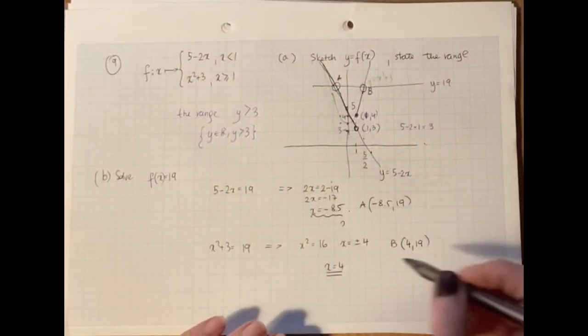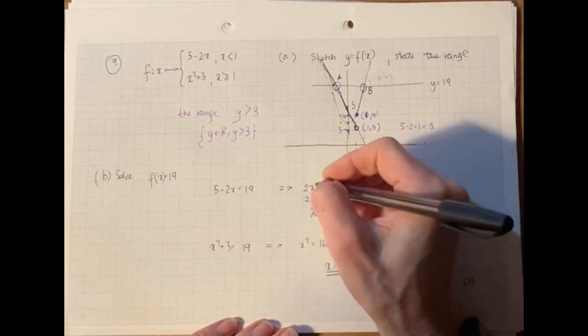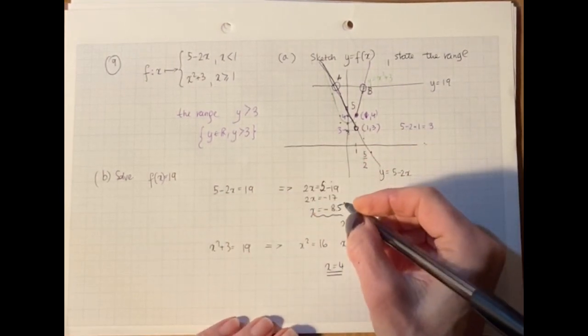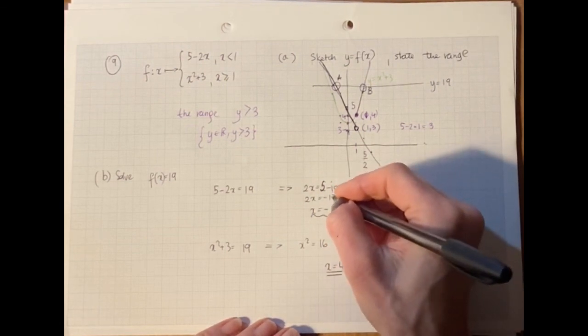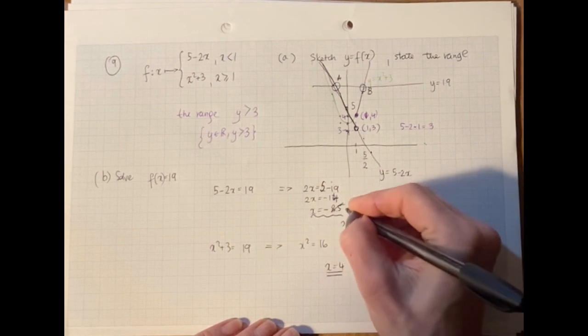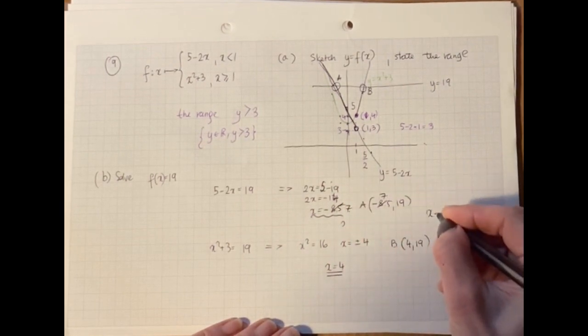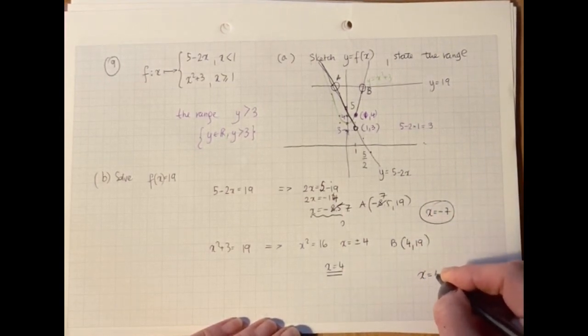Just make slight correction here. That was 5 here, copied that incorrectly. It's 5 minus 19. So 5 minus 19 should be minus 14, taking us to minus 7. So x is equal to minus 7 is the first solution. X is equal to 4 is the second solution.